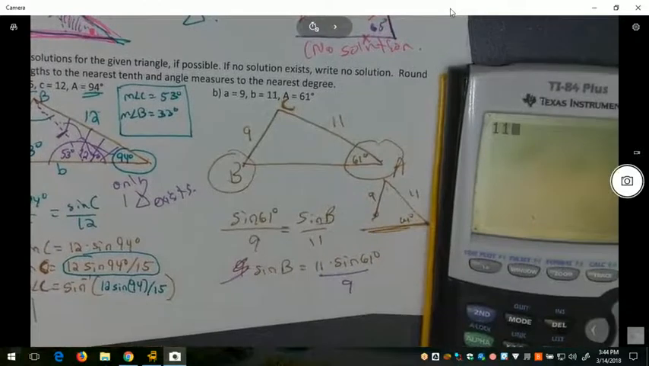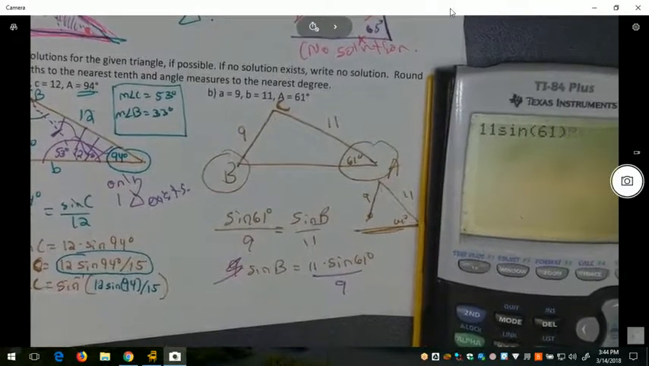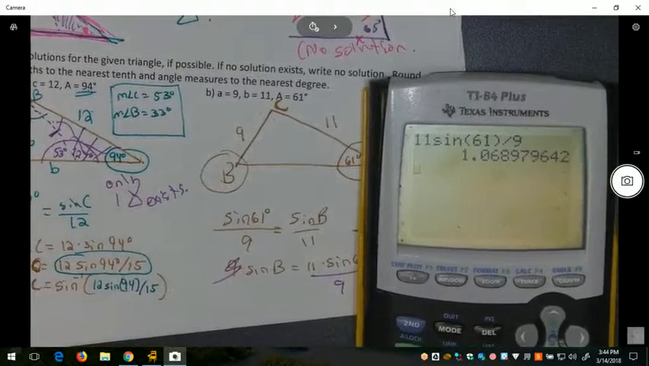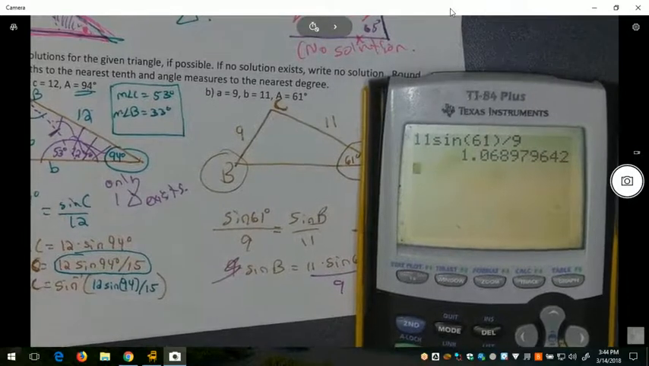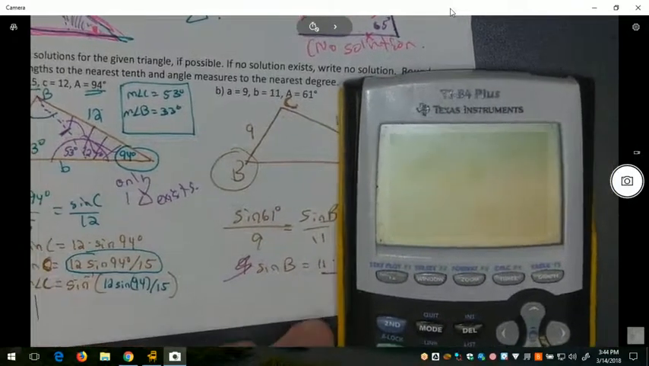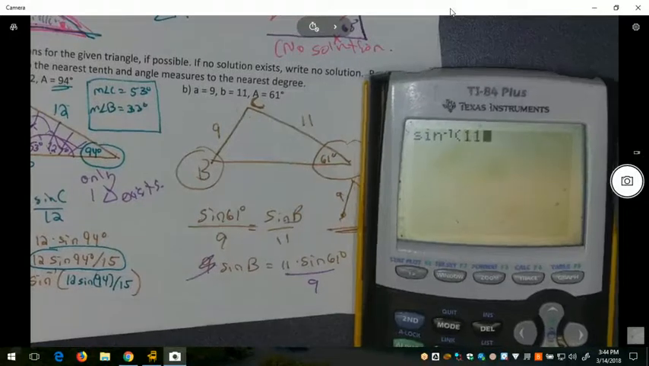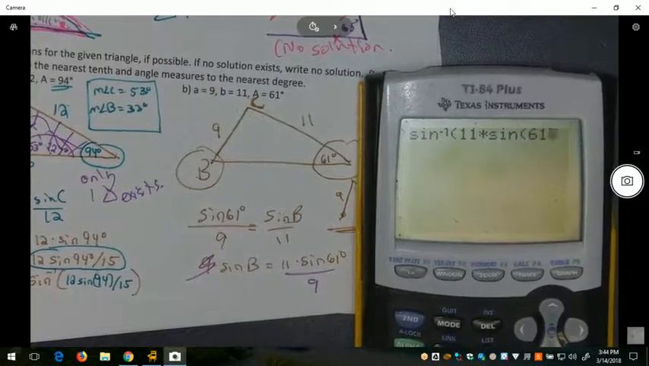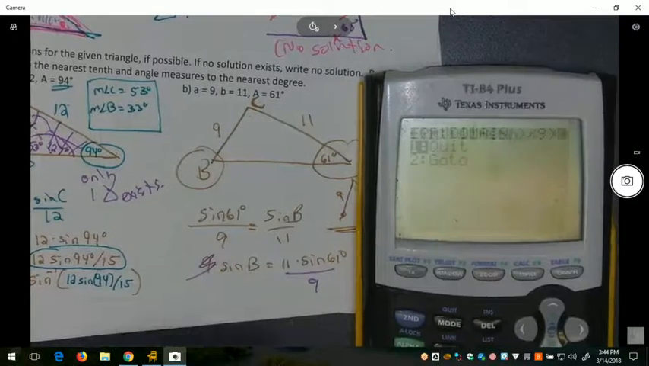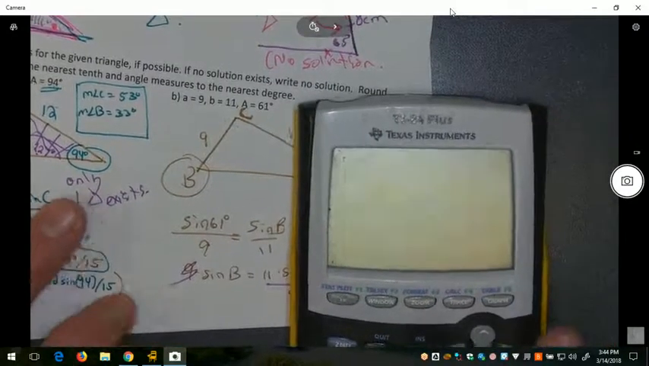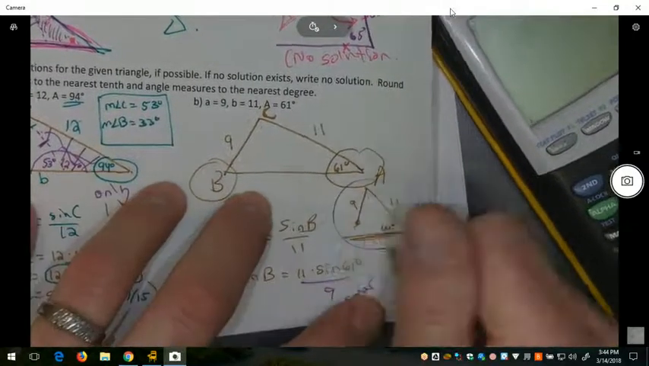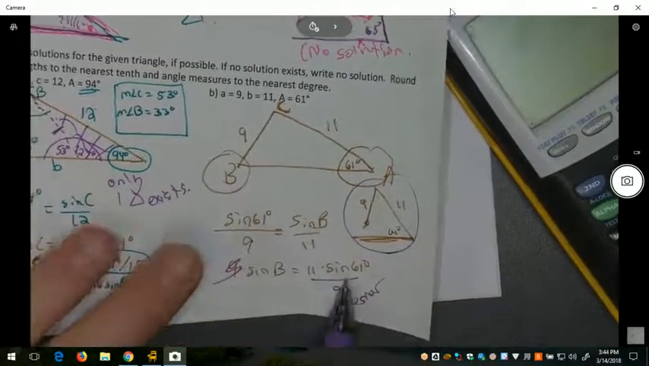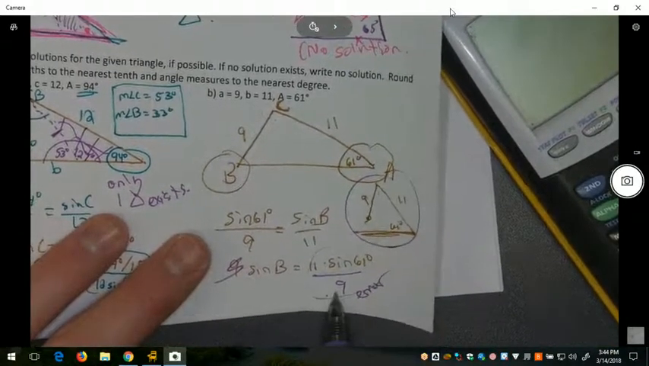If I look at this ratio, 11 times the sine of 61 degrees divided by 9, I get a number greater than 1, which is not possible. Sine cannot be that ratio. It has to be between -1 and 1. And so this is not possible, and your calculator will tell you that. When you try to do the inverse sine of 11 times sine of 61 degrees divided by 9, your calculator will have a domain error. We'll talk about why that's a domain error later. But for right now, we get an error. And the reason is it's impossible to do the inverse of a value that's greater than 1 for sine.